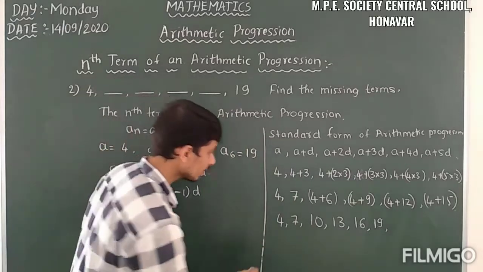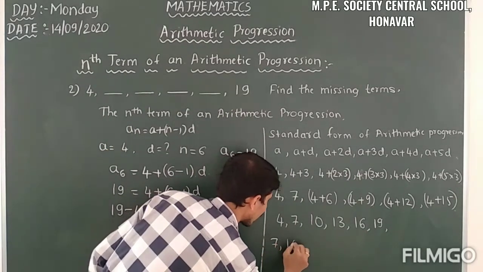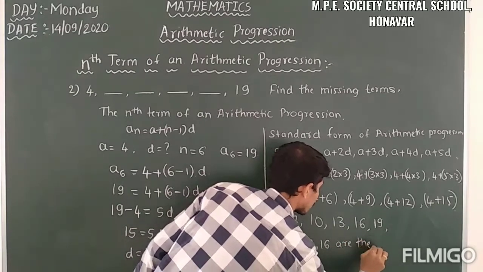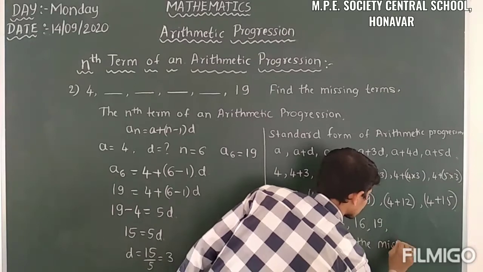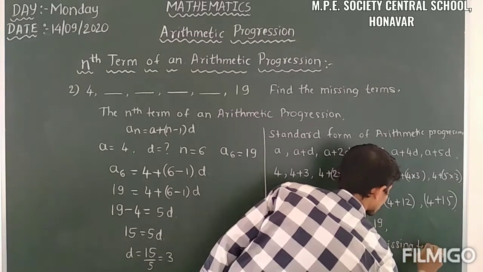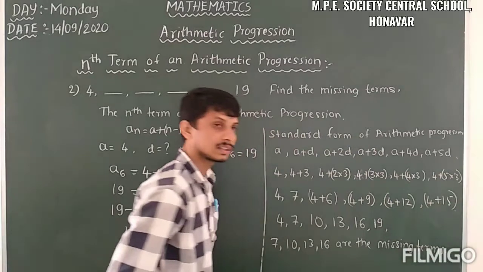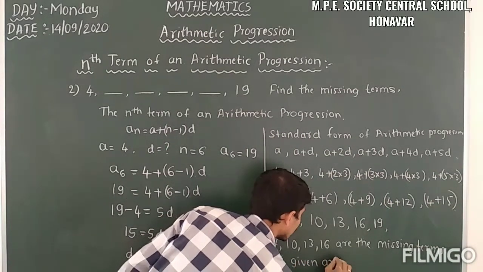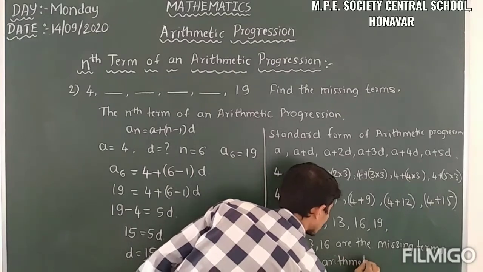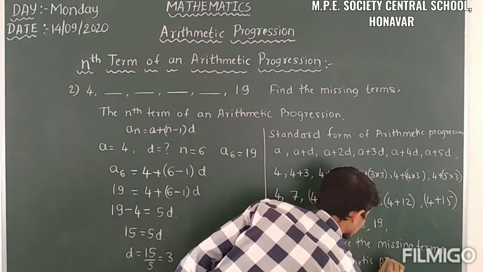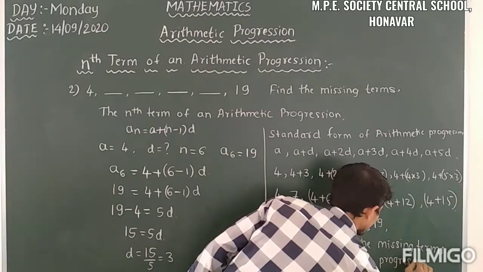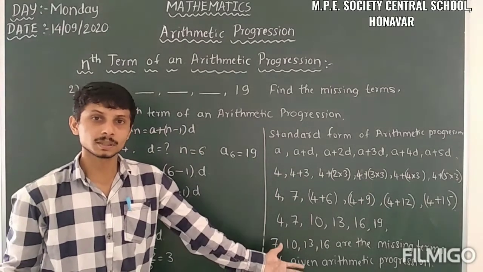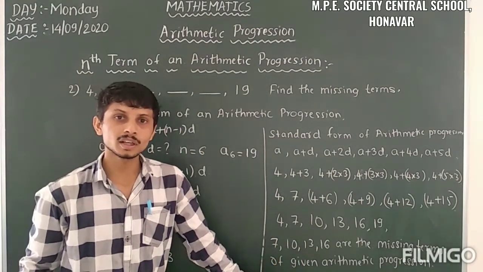So what are the missing terms here? We have to write that 7, 10, 13 and 16 are the missing terms of the given arithmetic progression. Likewise we have to conclude after solving the problem. So let us move on to the next problem.